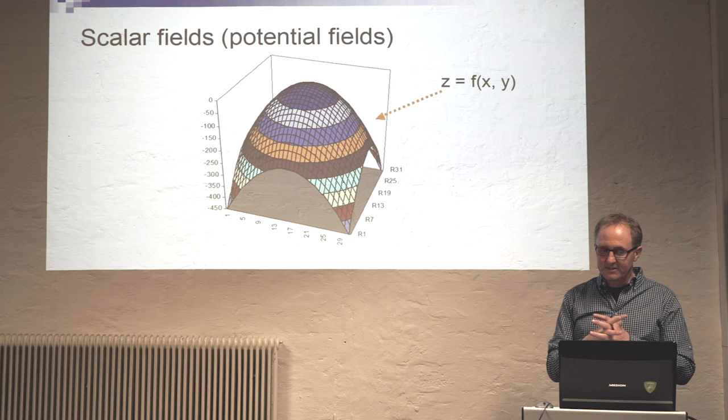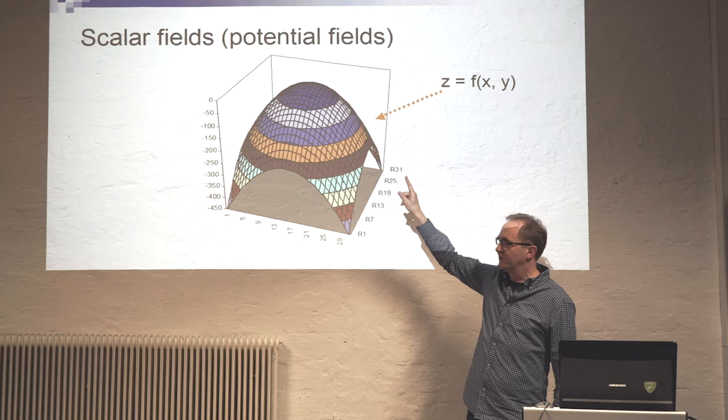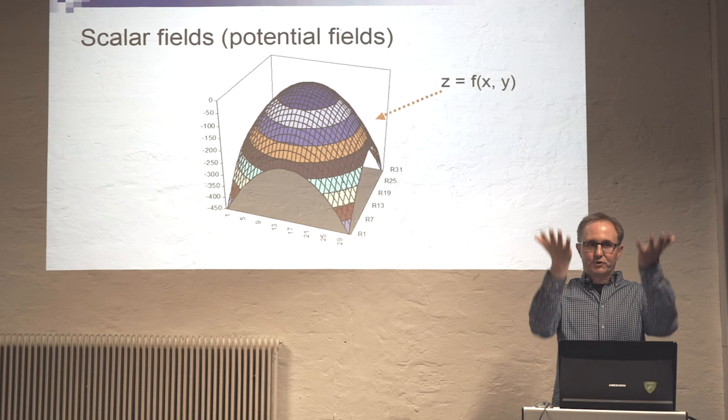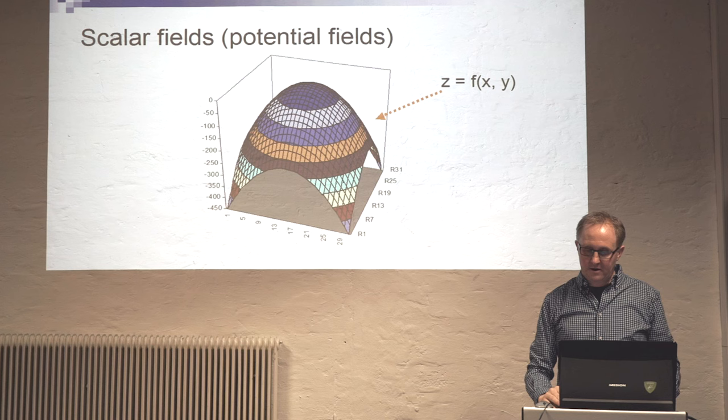Especially in this case, it's a so-called scalar field, because for each combination of x and y, there is one number only, a scalar. This field is also called a potential field, because it gives the potential, like gravity or electric capacity. That's the term for it.